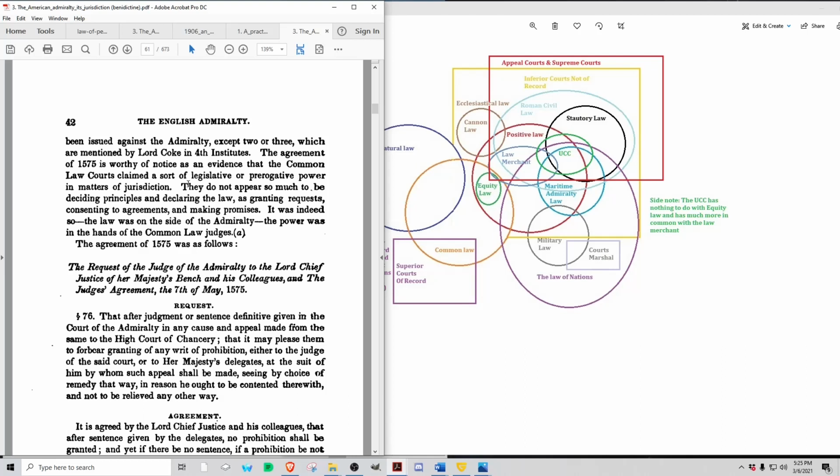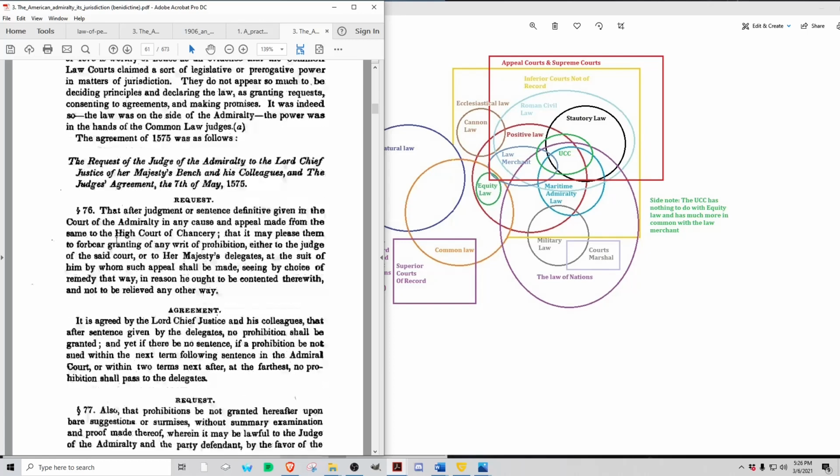The agreement of 1575 is worthy of notice as an evidence that the common law courts claimed a sort of legislative or prerogative power in matters of jurisdiction. They do not so much appear to be deciding principles and declaring the law as granting requests, consenting to agreements, and making promises. It was indeed so. The law was on the side of the Admiralty. The power was in the hands of the common law judges. So, this is the agreement that they came to.